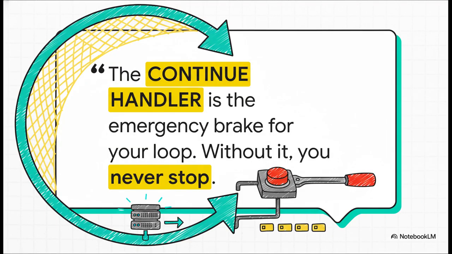And I cannot stress this enough, you need a safety net inside that loop. The continue handler for a not found condition, that is your emergency brake. It's what tells the loop, hey, we're out of rows, it's time to stop. Without it, you create a really nasty infinite loop that can and will bring your server to its knees.